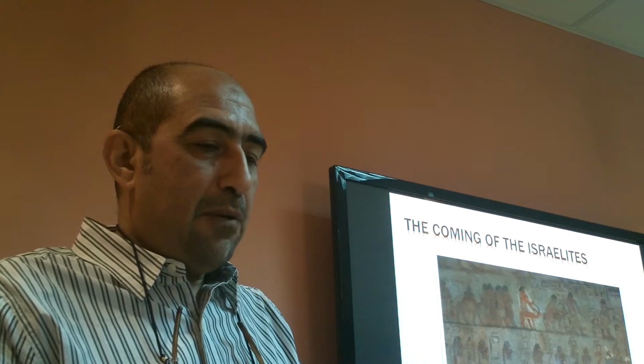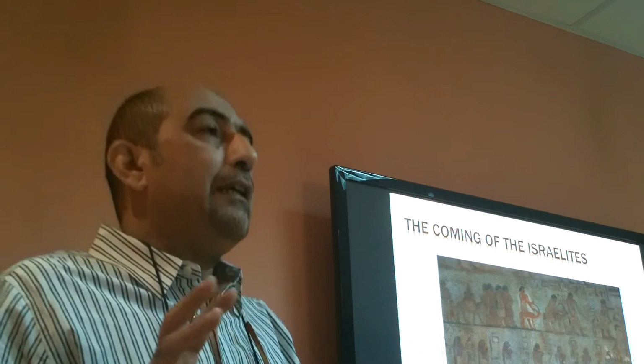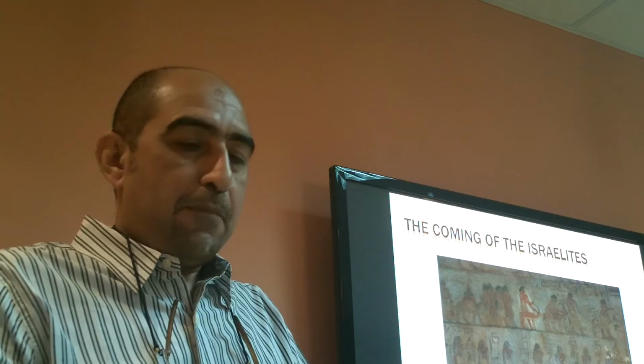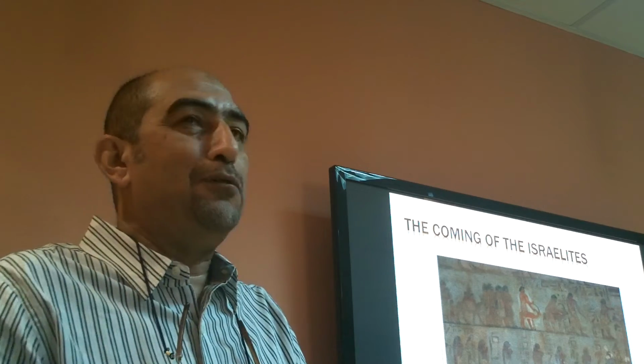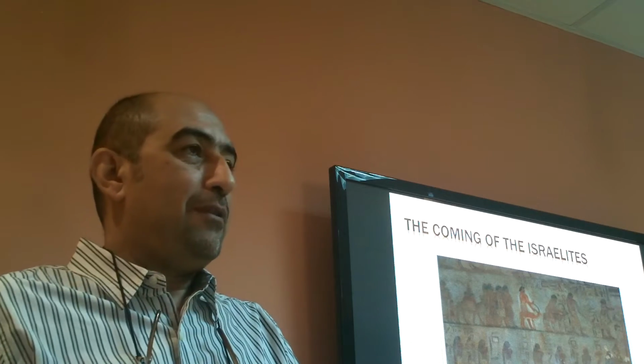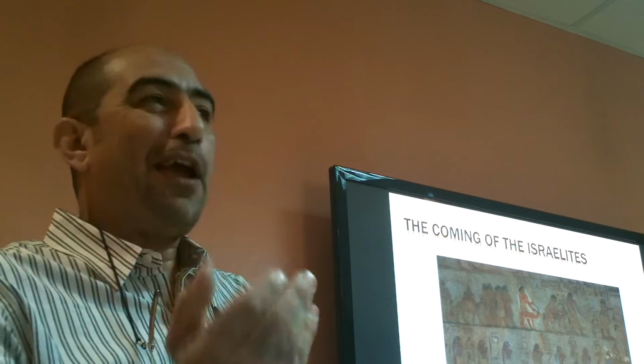Okay, the story, let's leave the maps now. The story of the coming of the Israelites to Egypt. The Israelites are named after Israel. And Israel was Jacob, the father of Joseph. Joseph was treated differently by his father, so his half-brothers didn't like it. So what happened to him?